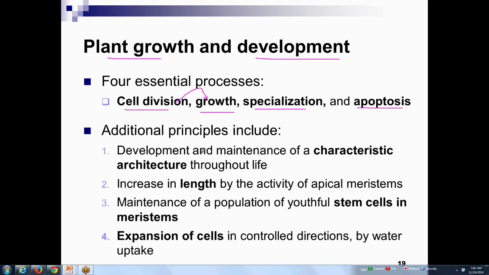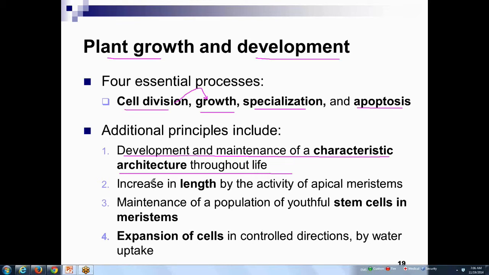So we also have some additional principles when it comes to plant growth. Development and maintenance of a characteristic architecture throughout life. So we're going to maintain a certain body form all throughout life. That takes a lot of effort, takes a lot of energy to maintain that body form. Think about those trees around your house. They maintain a basic architecture throughout life.